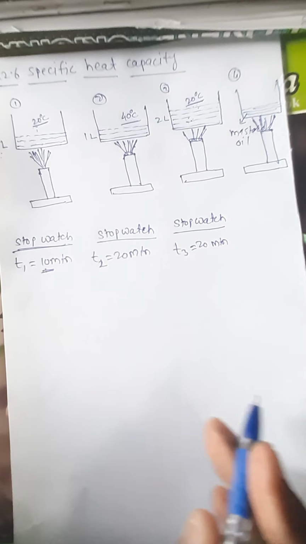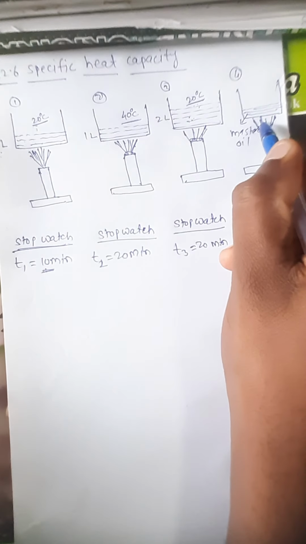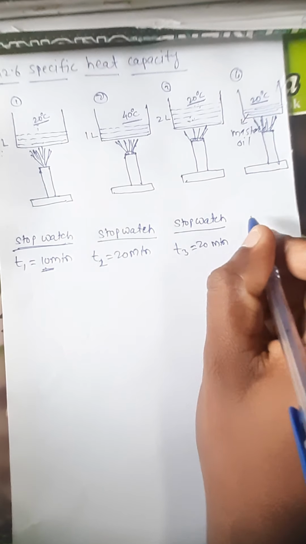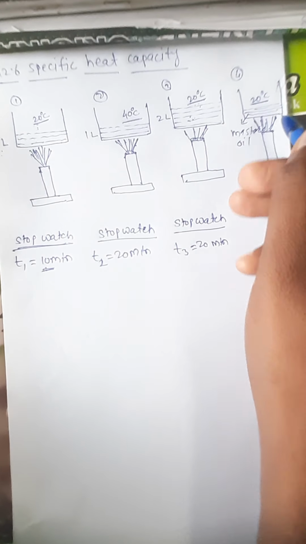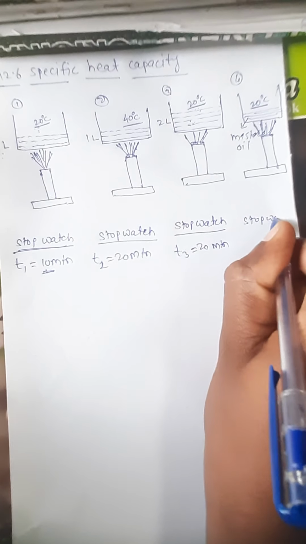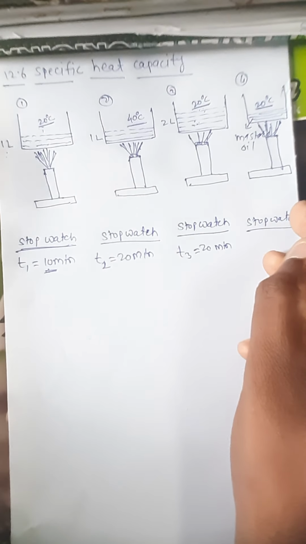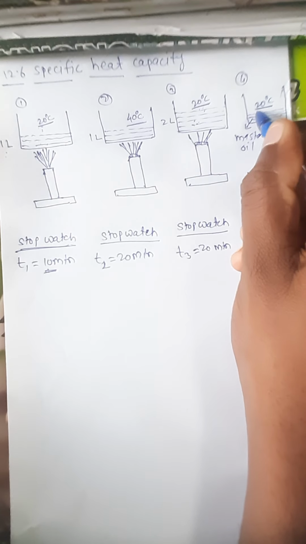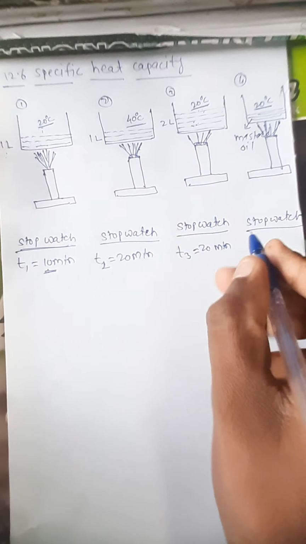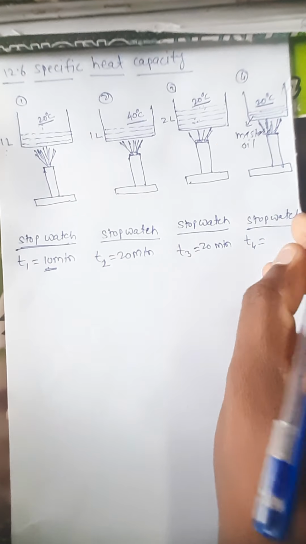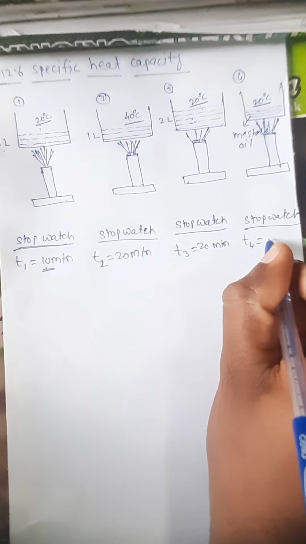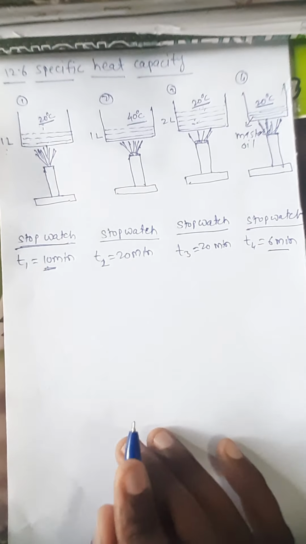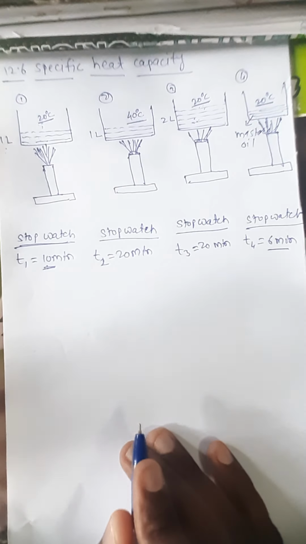Okay, in the fourth case, in place of water we take mustard oil and we have to increase its temperature by 20 degrees Celsius. We use the same heat source and the same stopwatch to find out the time taken to increase the temperature of the mustard oil by 20 degrees Celsius. The time required in that case is less as compared to the first case. Suppose the time required is 6 minutes.